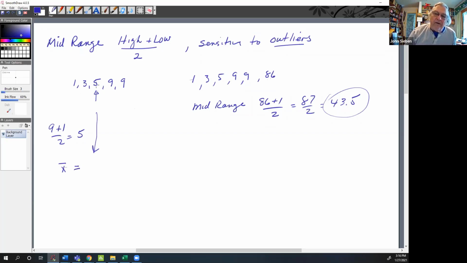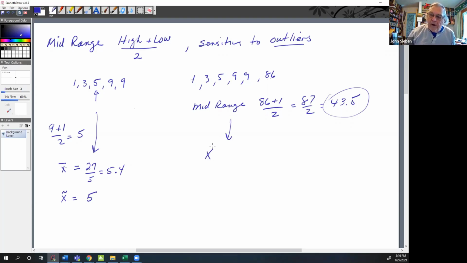This would be 4 and 5 would be 9, 3 9s would be 27. So this would be 27 over 5, which is 5.4, I think. So that'd be the X bar, and the X tilde would be 5. So you see that the mean and the median are pretty close together.